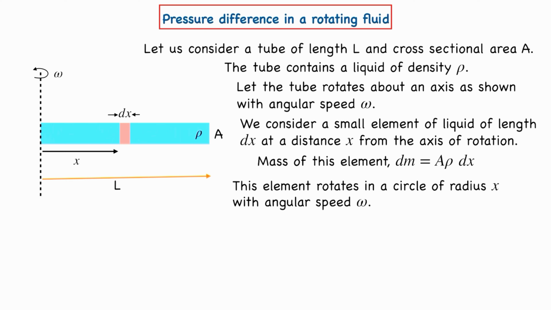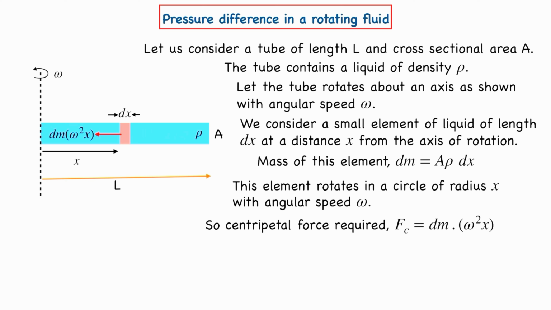This element is at a distance x from the axis of rotation, so it rotates in a circle of radius x with angular speed omega. So centripetal force required for this element is dm into omega square x, since we know that centripetal force equals m omega square r.